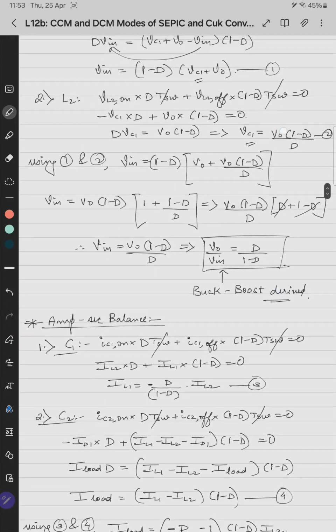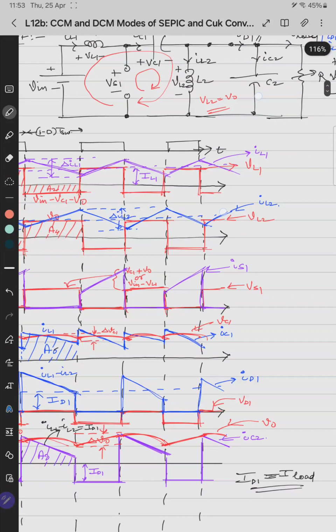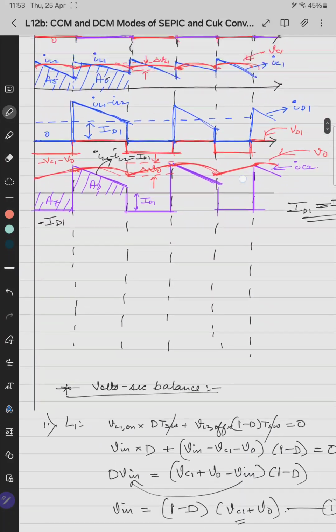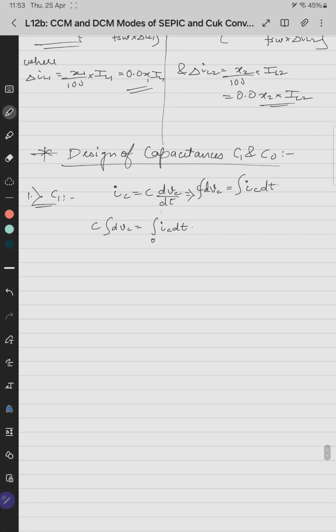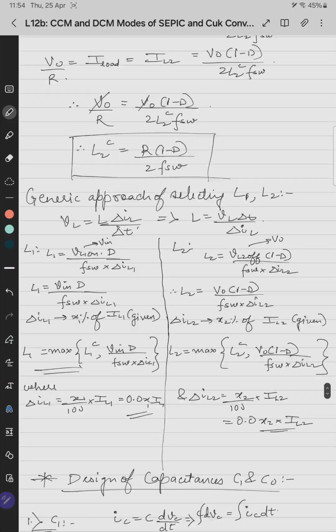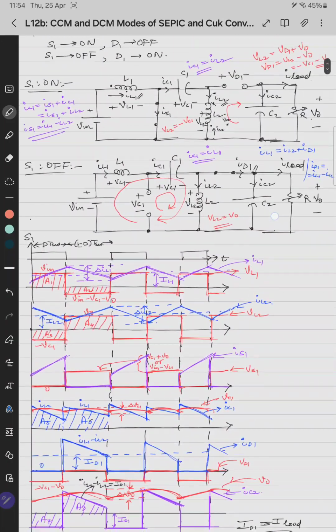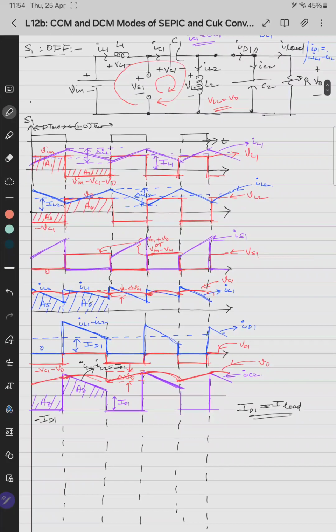For C1, we'll do the area. Let's say we are integrating it for the half time period, 0 to t switching by 2. Here also it is 0 to t on, that is D into t switching. What is the average value of capacitor voltage in on time for C1? So we have to see VC1.